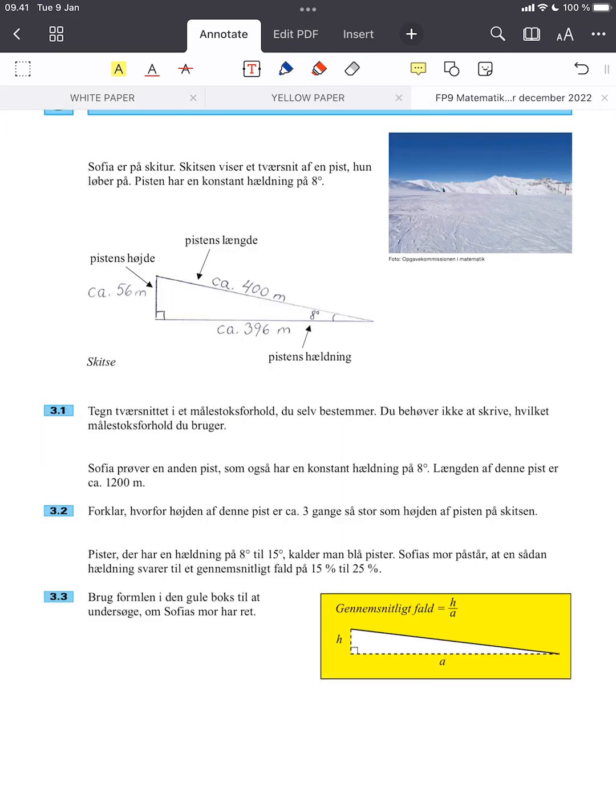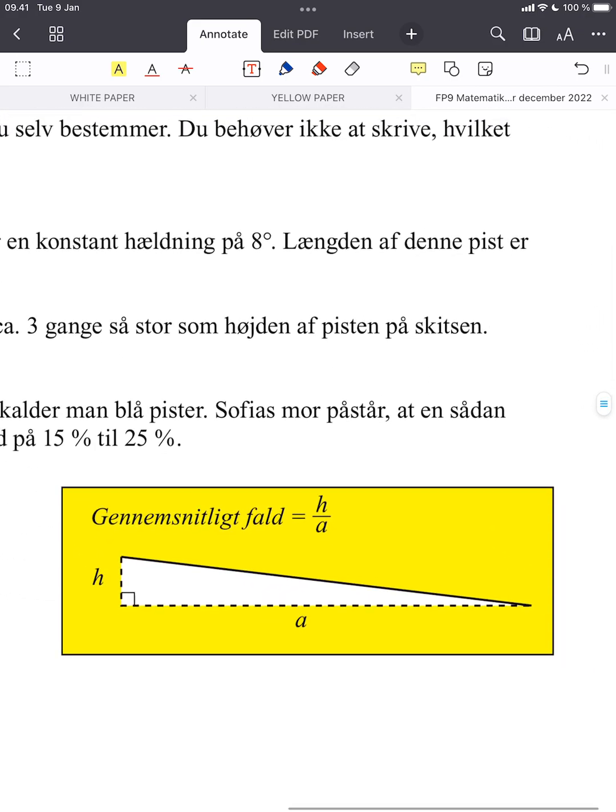Question 3.3 says slopes that have a gradient of 8 to 15 degrees are called blue slopes. Sophia's mother claims that such a gradient corresponds to an average slope of 15% to 25%. So average slope or average decrease perhaps. And they've given you a nice little formula there. Average decrease is H divided by A, which also I notice in trigonometry is the tan of the angle, the opposite over the adjacent. So that's going to be useful.